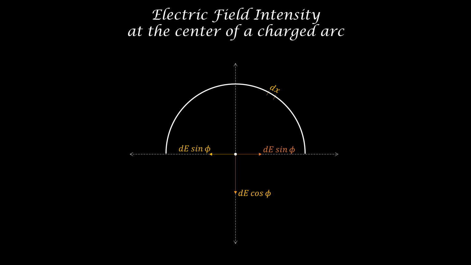Since the arc is symmetrical, we also assume another dx part at the same distance from the axis. For two symmetrical parts, the dE sin phi components get cancelled as they are opposite in direction, while the dE cos phi parts coincide. Thus, only dE cos phi remains.